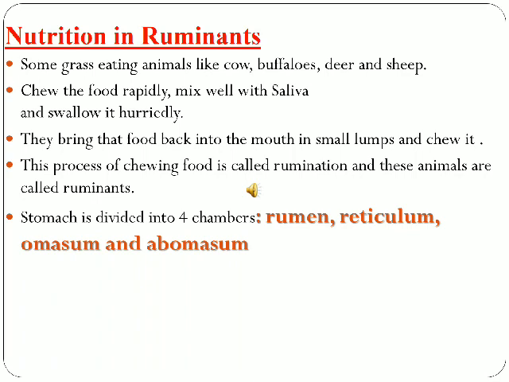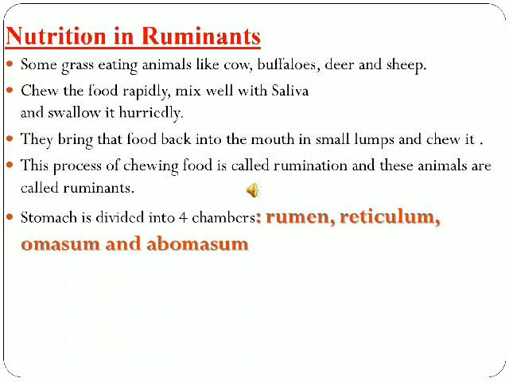As you know, carnivores eat these grass-eating animals as their food. To avoid being caught by carnivores, grass-eating animals eat their food quickly. They then move to a safer place and bring that food back into their mouth in small lumps and chew it properly. This process of chewing the food is called rumination, and these animals are called ruminants. In ruminants, the stomach is divided into four chambers: rumen, reticulum, omasum and abomasum.